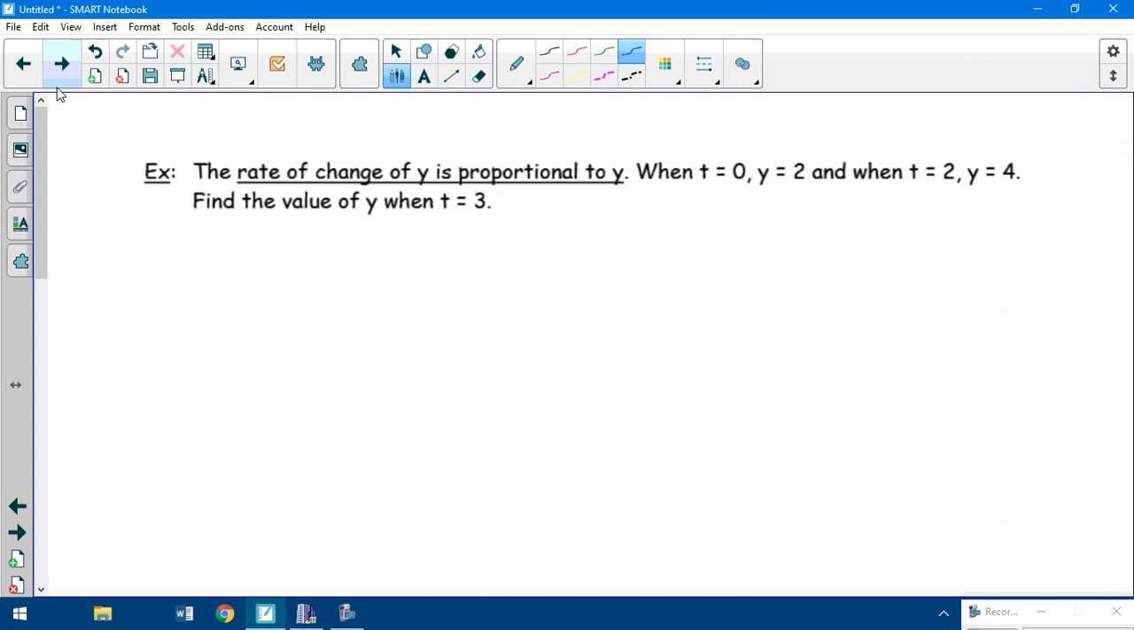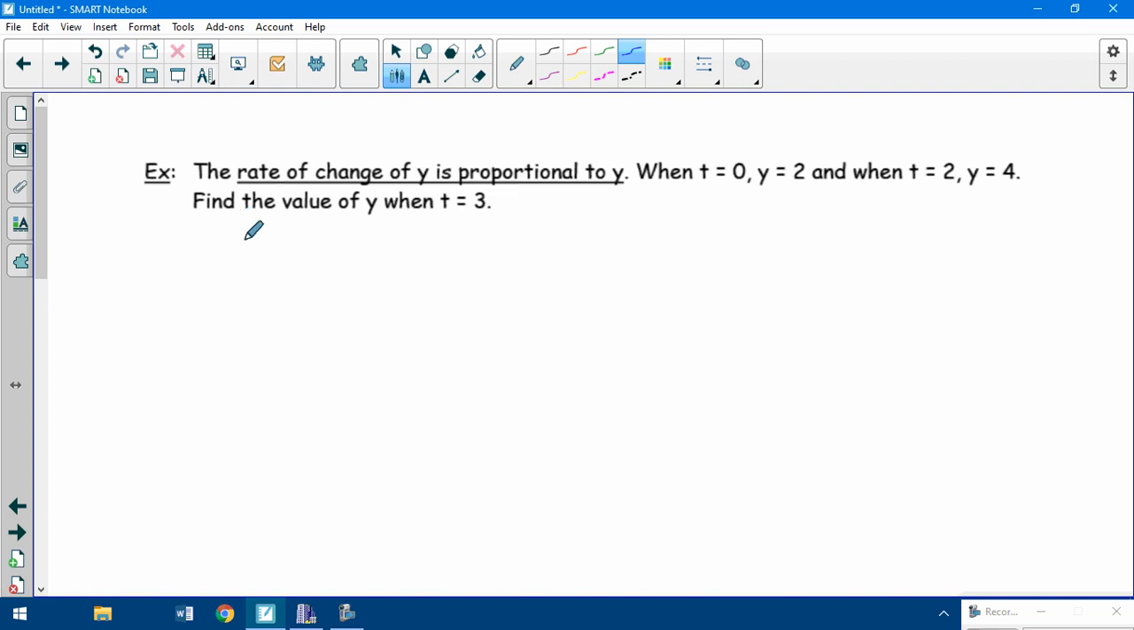Back of that worksheet. Okay, first one. The rate of change of y is proportional to y. That means the rate of change of y is proportional to the amount present. Exactly what we just saw in the front. When t equals 0, y is 2, and when t equals 2, y equals 4. Find the value of y when t equals 3.